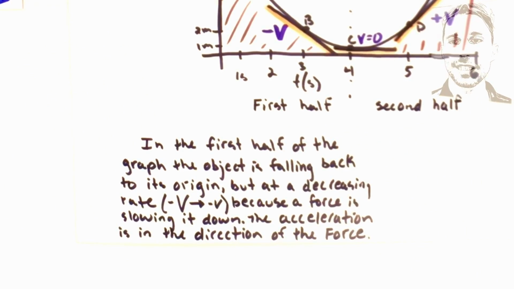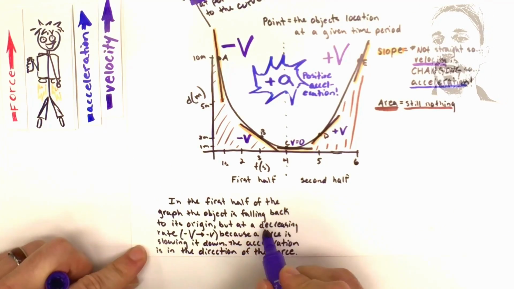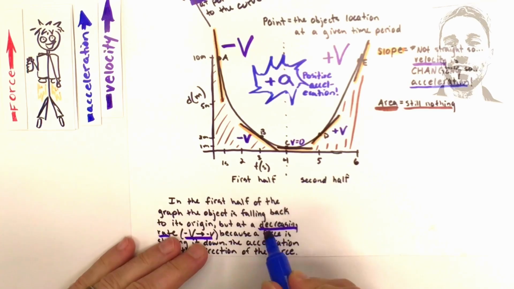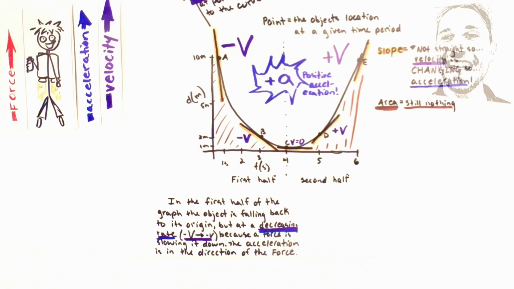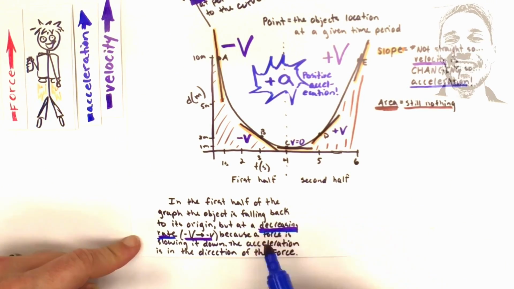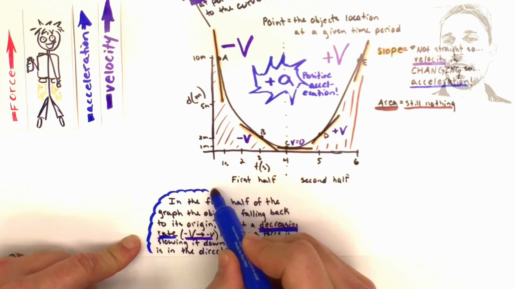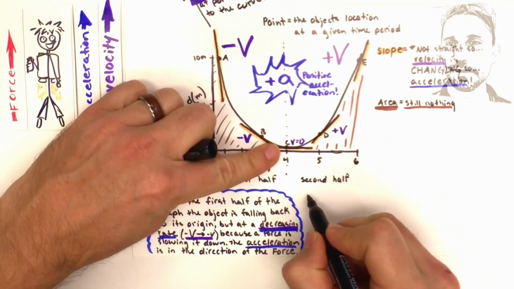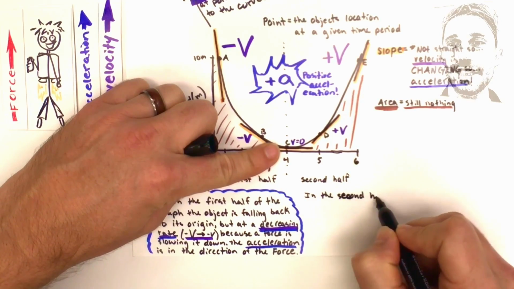The acceleration is in the opposite direction of the force. Oh, sorry, the acceleration is in the direction of the force. That would be wrong. Yeah, the acceleration is in the direction of the force. Acceleration is always in the direction of the force for us. Now let's look at the second half.